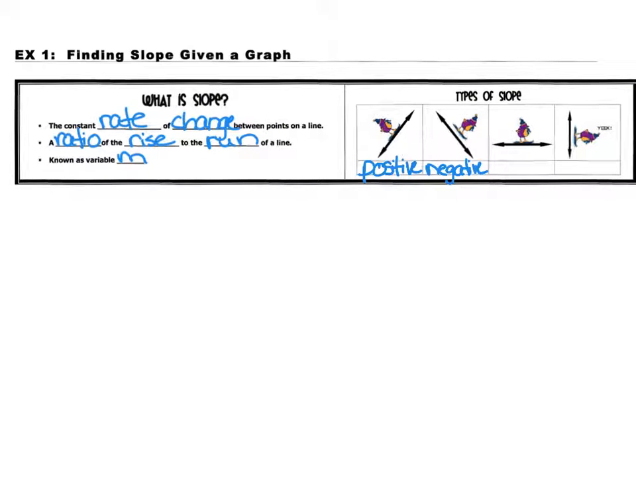If it's a straight line across, a horizontal line, that is considered a slope of 0. And then the straight up and down, that is undefined.